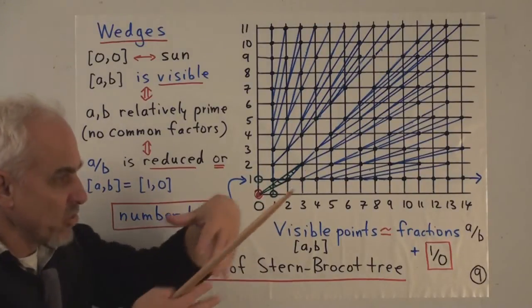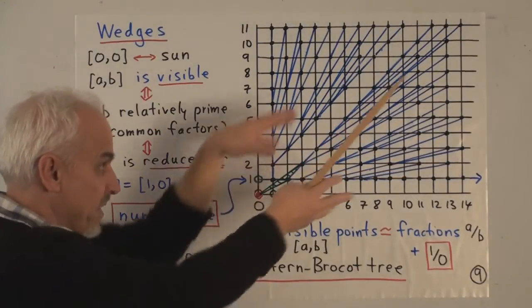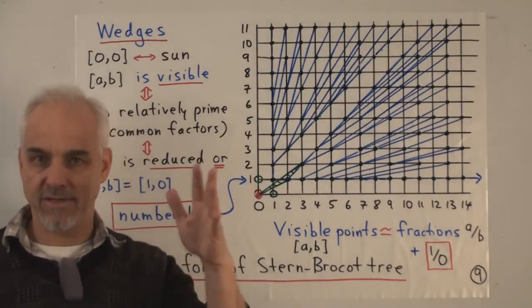So this is a way of visually blowing up the rational numbers so that they're not just sitting on this line, but now they've been expanded into the plane where we can see them a little bit more clearly. They separate themselves.